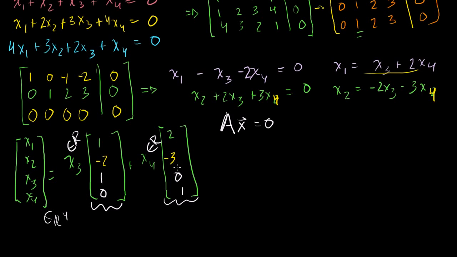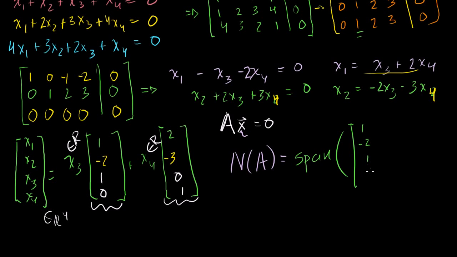Well, what's another way of saying a linear combination of two vectors? So let me write this. The null space of A, which is just the solution set of this equation, all of the x's that satisfy this equation, equals all of the linear combinations of this vector and that vector. Well, what do we call all the linear combinations of two vectors? It's the span of those two vectors. So it equals the span of the vector 1, minus 2, 1, 0, and the vector 2, minus 3, 0, 1. And this is our null space.